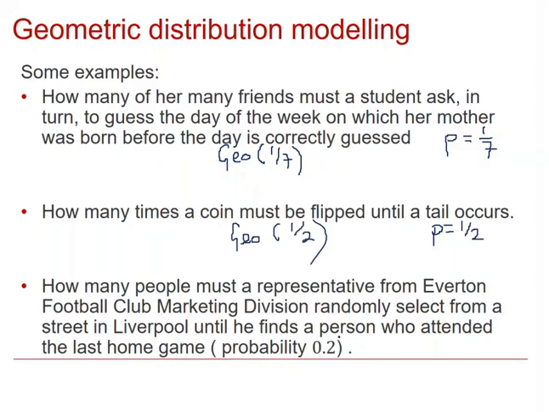And the third example here, slightly more modelling assumptions required here. How many people must be selected and asked until we find a person who attended the last Everton home game? And we are given the information that we can assume the probability of a person attending the last home game is 0.2. So again, this could be modelled with a geometric distribution, probability 0.2.